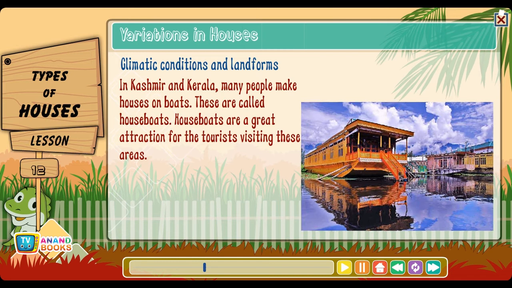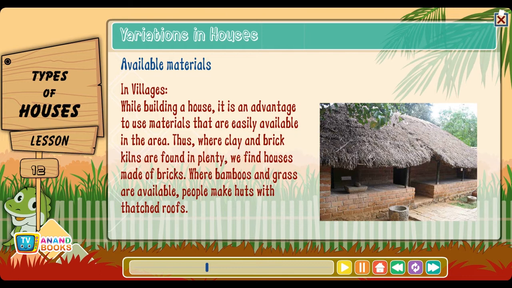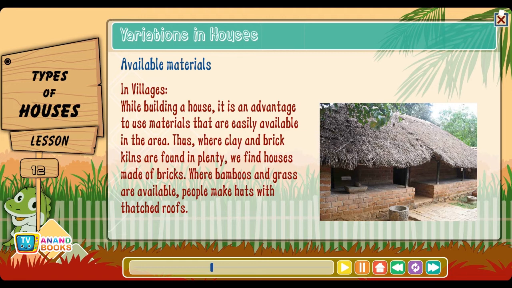Available materials. In villages, while building a house, it is an advantage to use materials that are easily available in the area. Thus, where clay and brick kilns are found in plenty, we find houses made of bricks. Where bamboos and grass are available, people make huts with thatched roofs.